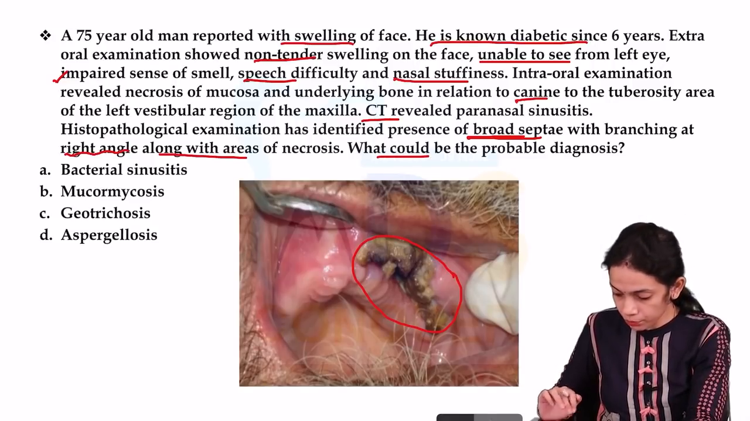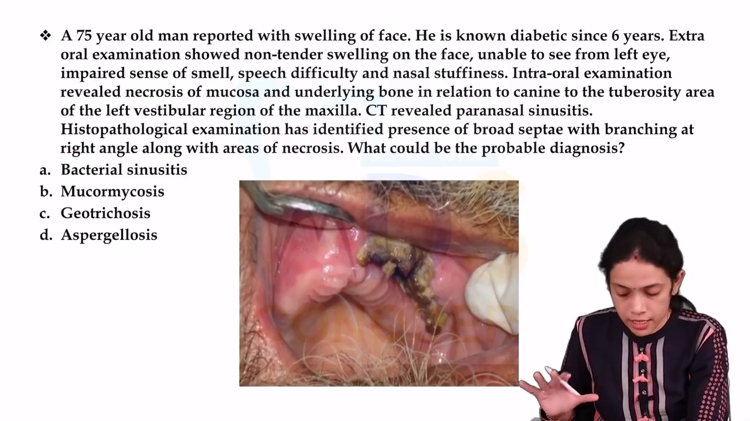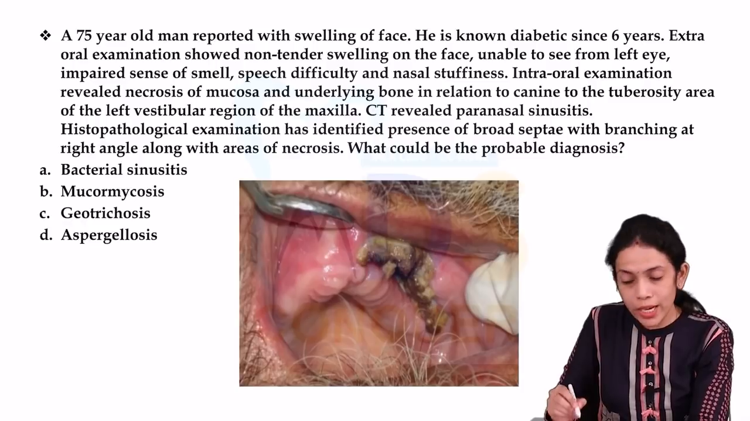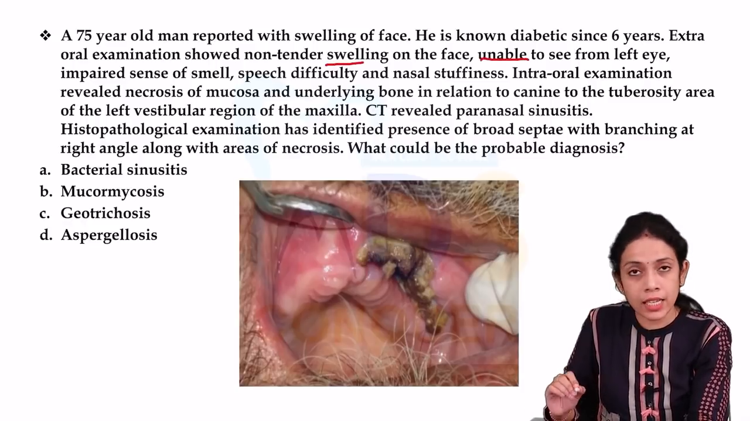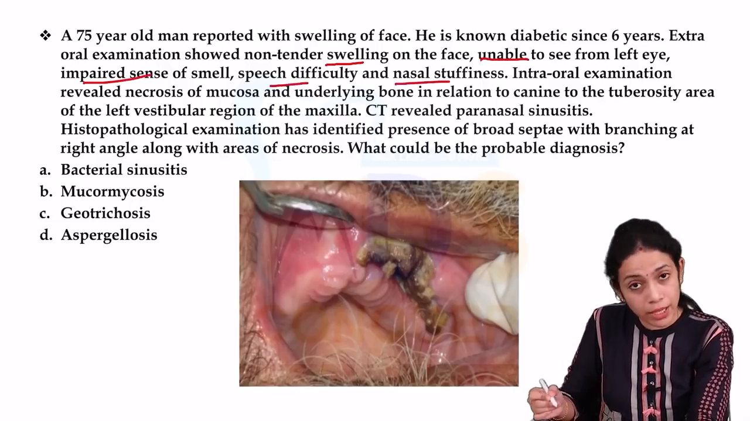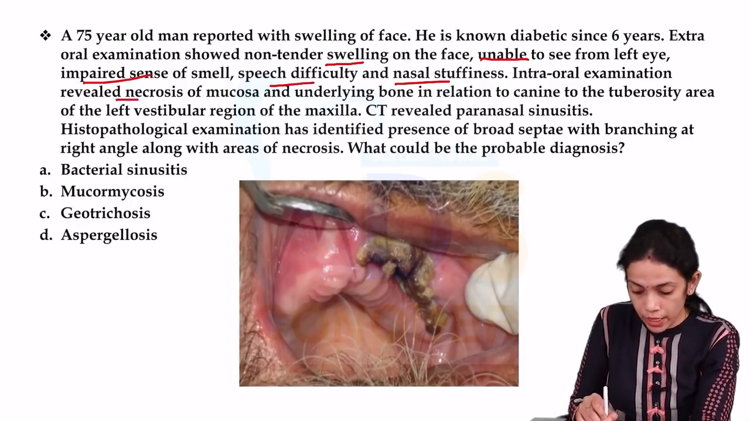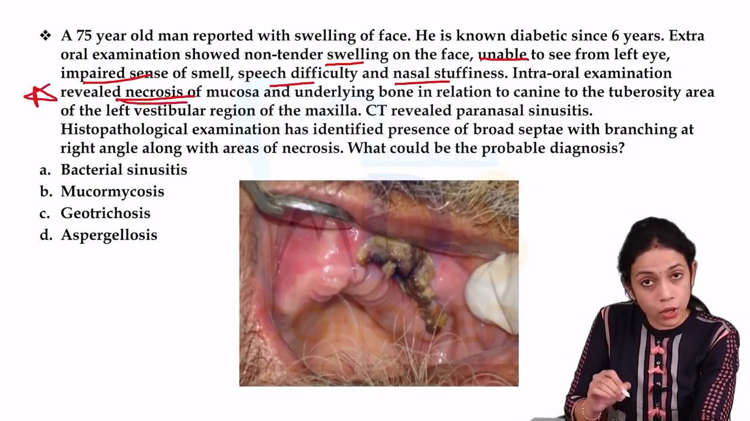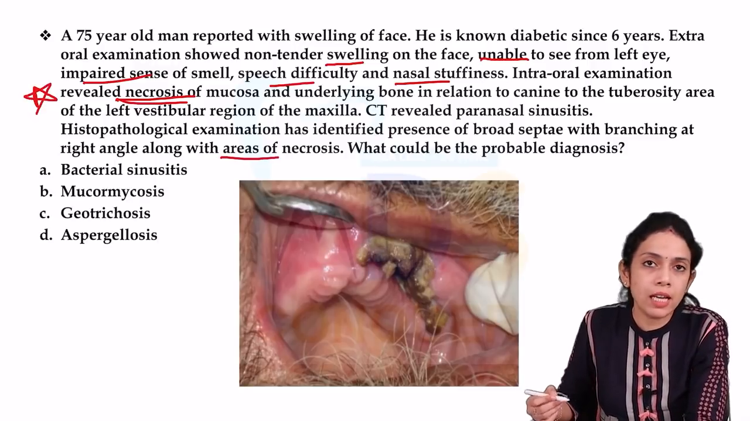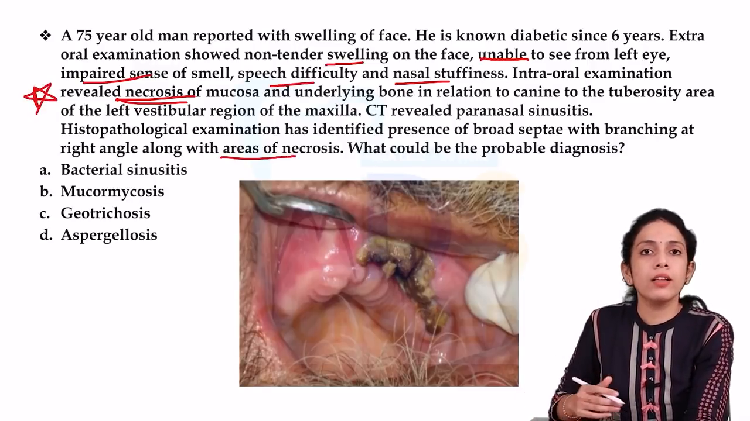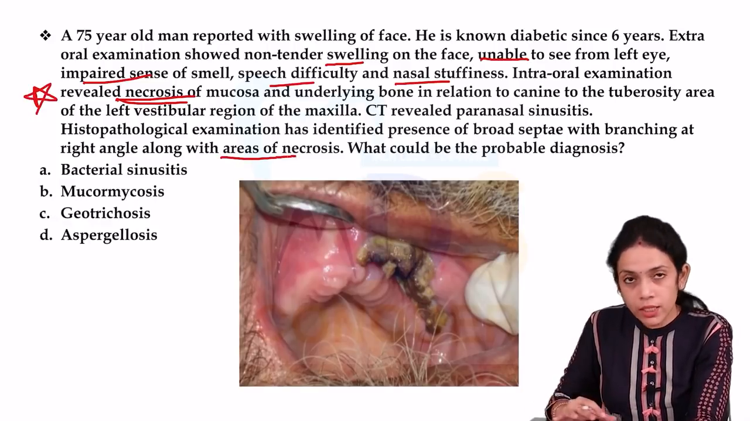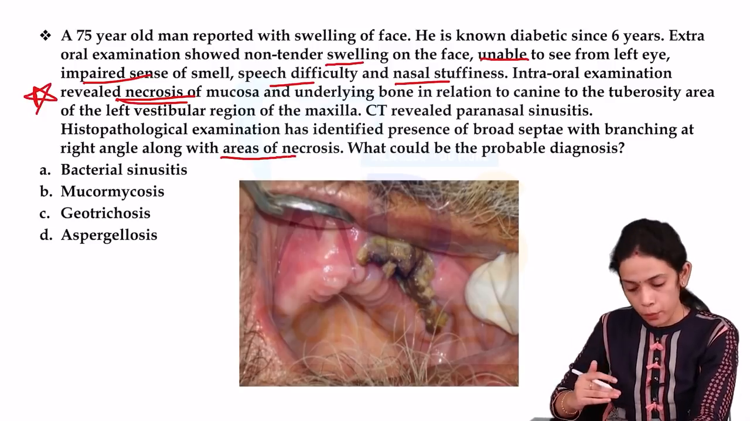Okay, so now this is a case-based study which is presented here. So here the patient is having a little swelling of the face, and he is unable to see. He is having a little impaired sense of smell, nasal stuffiness, speech difficulty, and also there is a very important point to be underlined, that is necrosis and histopath examination. So obviously if the histopath examination is being given in the question, there is a final diagnosis for that question, right? So what is the diagnosis? So here you have to go for the options one by one.